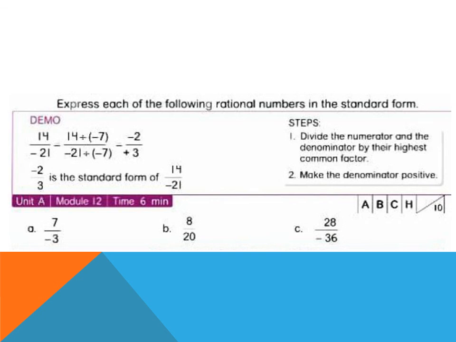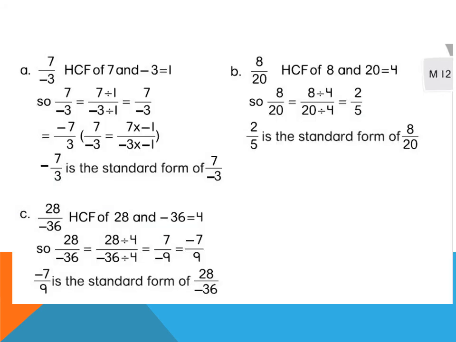Pause the video for 6 minutes, try these questions yourself. Now I am showing you the answers. So these are the 3 answers. See, in question number A I have already told, multiply both the numerator and denominator by -1 and the answer will be -7 by 3. So in the same way, note down the answers to the other problems also. Check you have understood or not. If you have any doubt, please contact me, okay?